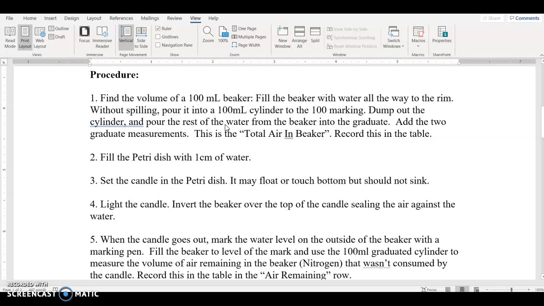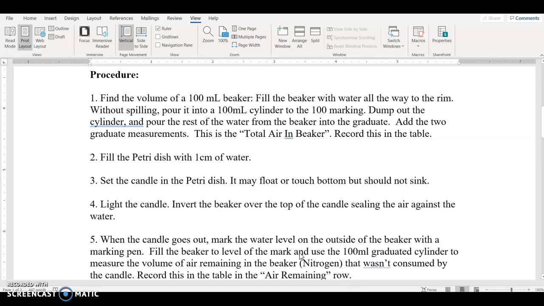Once we've figured out how much air is in that beaker, we're going to put some water in a petri dish. We're going to put a candle in it. I'll light the candle, and then I'm going to put a beaker upside down over the candle. And the candle will continue to burn until all the oxygen's used. And then you're going to see that the water is sucked up, or actually pressed, into the beaker. And we will make a marking at the water level. Then we're going to fill the beaker to that water level and pour it into the 100 milliliter graduated cylinder to figure out how much air is still in that beaker.